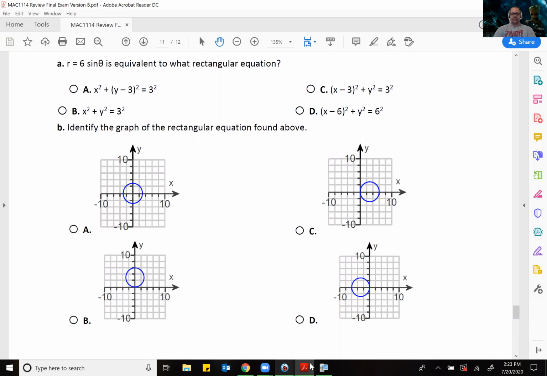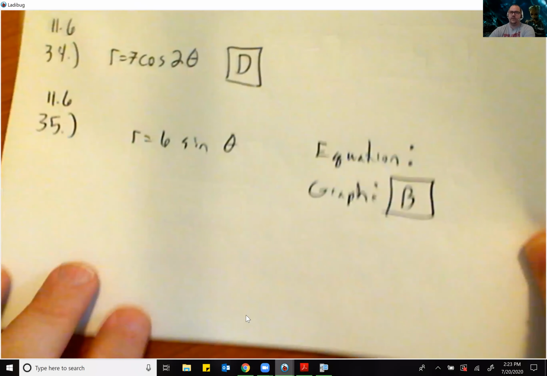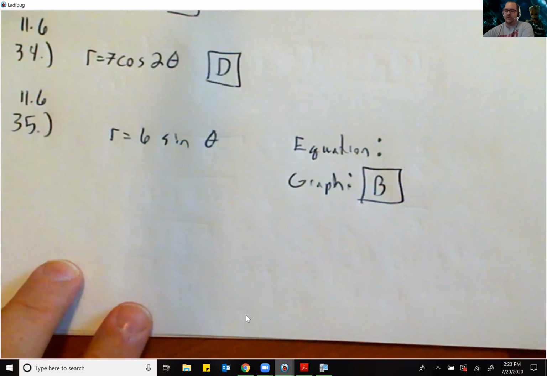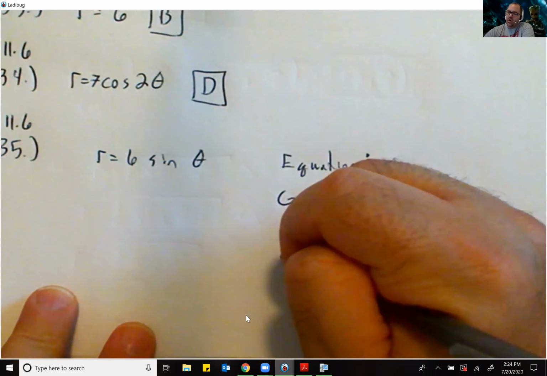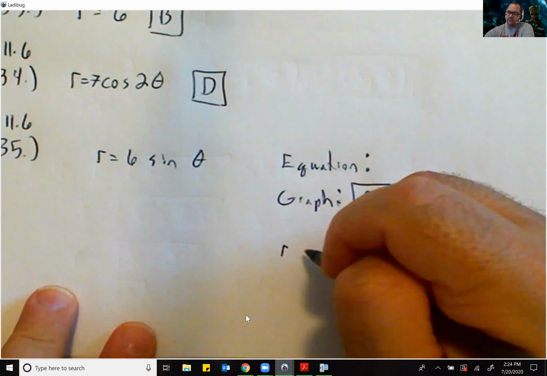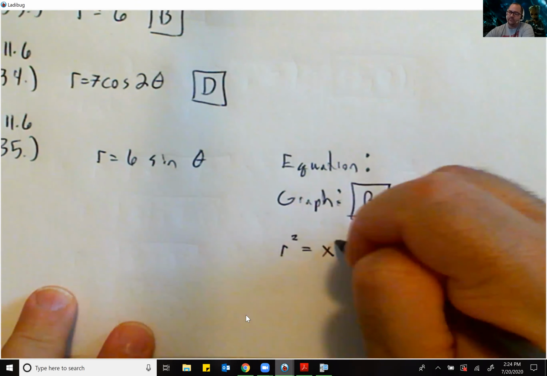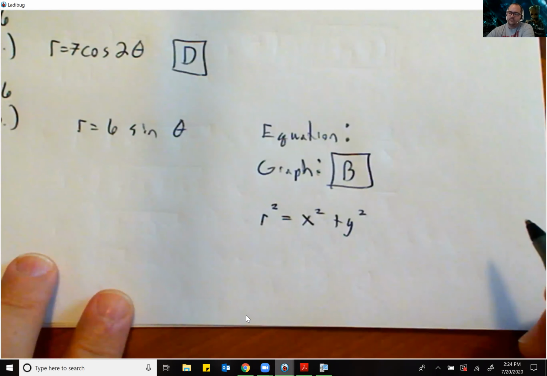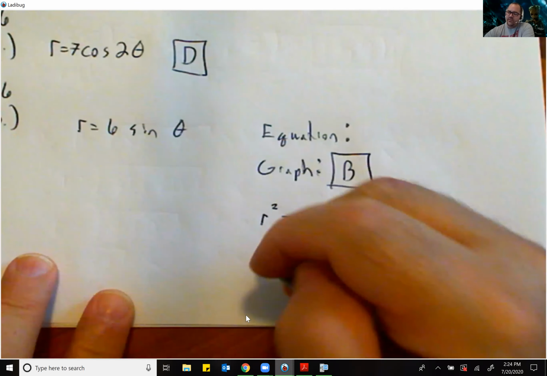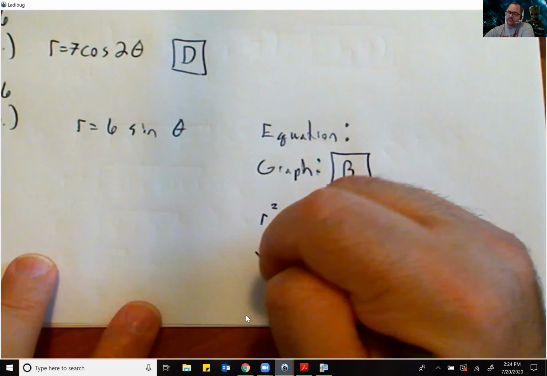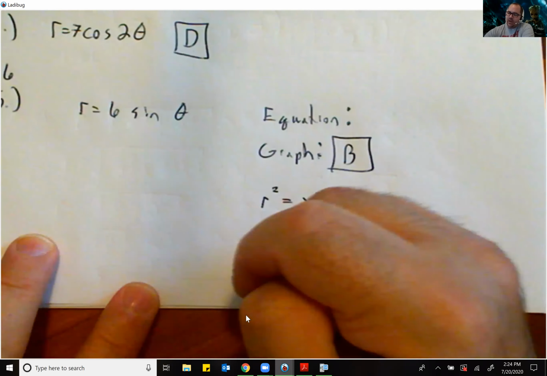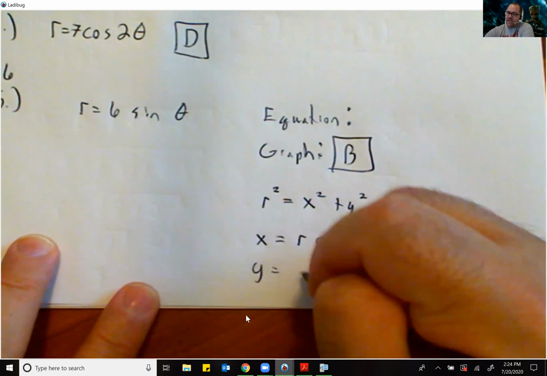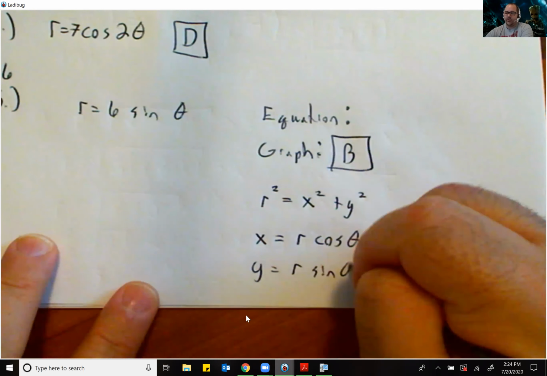So here's how we're going to find this equation. Here's how you do it by hand. We have two things that we know. We know that R squared is equal to x squared plus y squared, okay? We also know that x is equal to R cosine theta, and y is equal to R sine theta. We're going to use these three ideas.